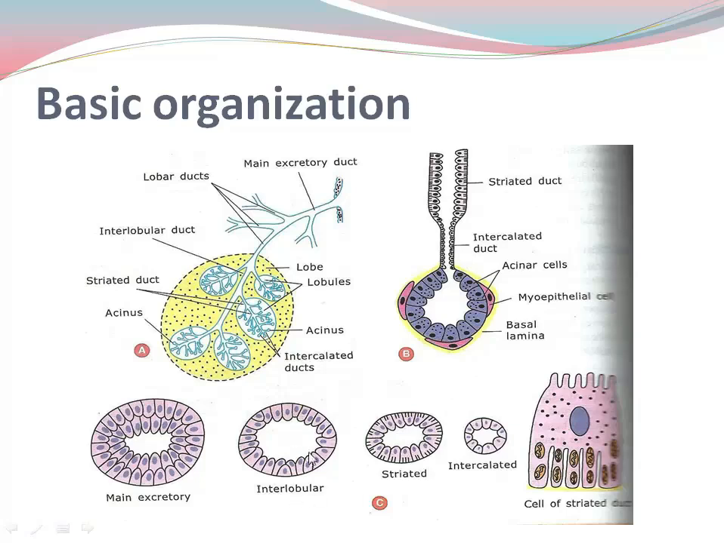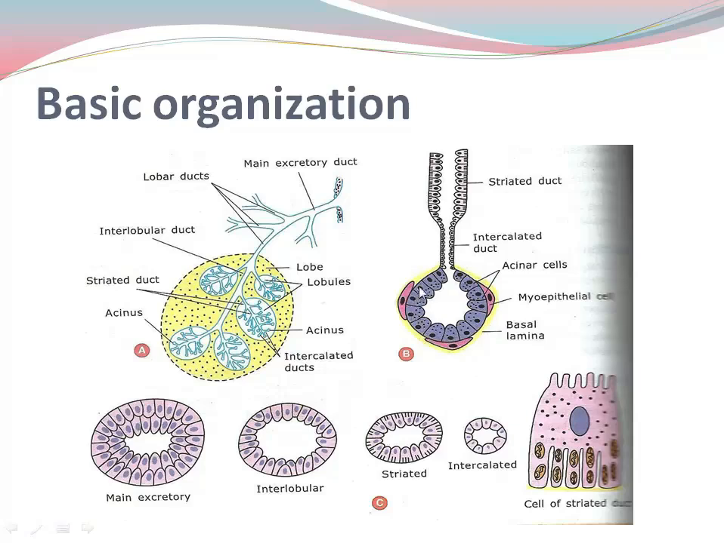Then these are interlobular ducts, and this is the main excretory duct, where you will find a lot of epithelial cells, but compound epithelial cells as you see here. Here there are pseudo compound epithelial cells. Here the columnar epithelial cells. Here the cuboidal cells.